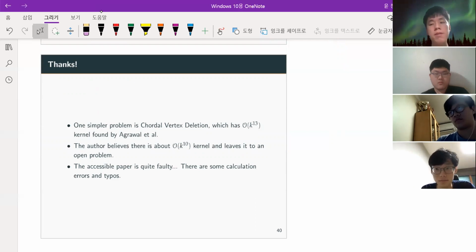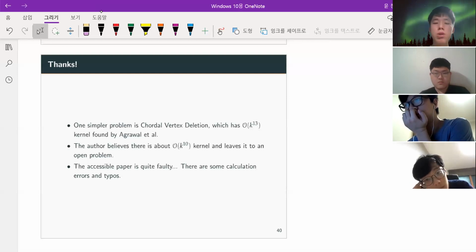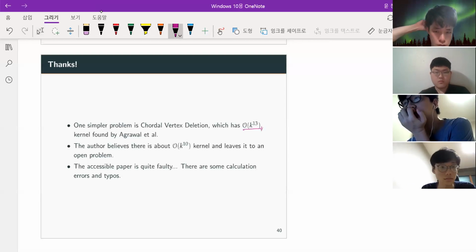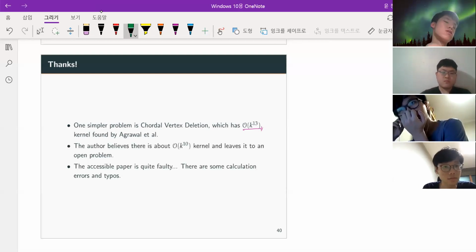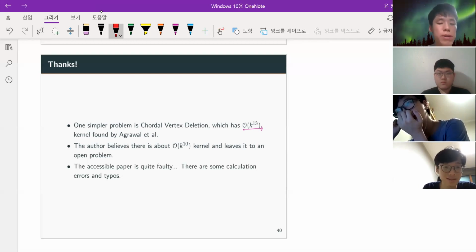Interval vertex deletion finally admits a polynomial kernel, with a tremendously large polynomial. The author believes there is about a k^10 kernel, and she leaves it as an open problem. On the other hand, for a simpler version, which is called chordal vertex deletion, which does not talk about any AW cases, there is a k^13 kernel found by the same author. It uses the same tricks, and I think the author is very patient to think about such case analysis and the marking schemes to achieve the polynomial kernel.